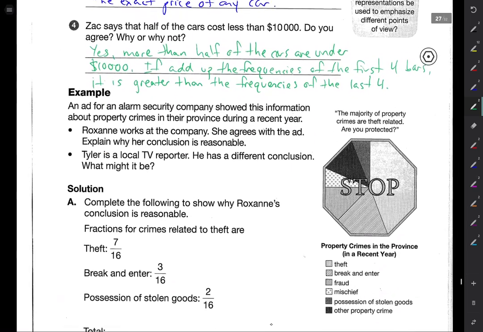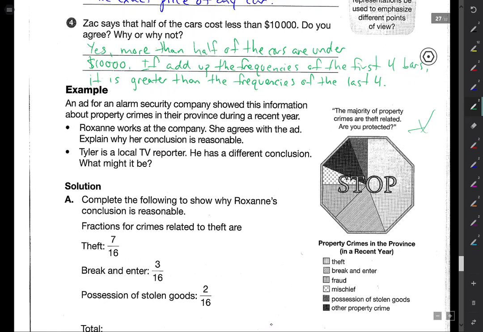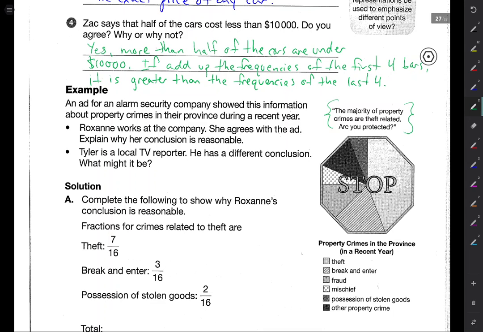Now let's move on to the next example. An ad for an alarm security company showed this information about property crimes in their province during a recent year. The ad is just over here. Let's take a look at it. At the top it says, the majority of property crimes are theft related. Are you protected? They give us this graph, which is simulating a circle graph, even though they're using a stop sign shape. It's like an octagon, right? It has 8 sides.